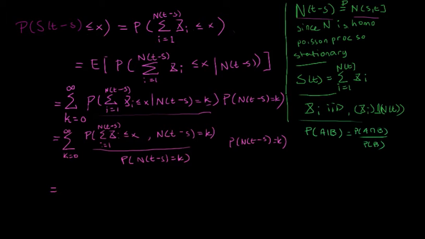Because since Xi and N are independent, we have that we can split this up into two things in a second. So let's just look at this event first. I think maybe the best way to do this is to look at it over here.